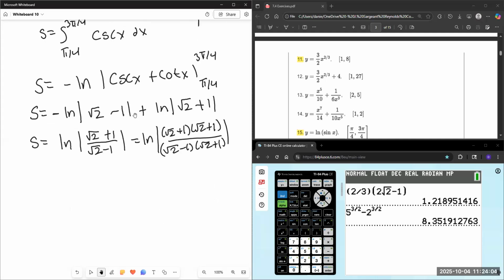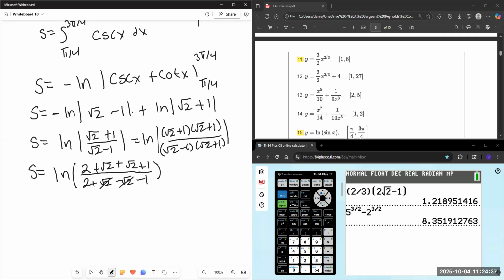All of this is, if you want to say bonus content, you could have just plugged this into the calculator to get your estimate, but I'm trying to get the most simplified exact answer for you. So root 2 times root 2 is 2. And then you have plus root 2 and plus another root 2 and plus 1 in the numerator. And then we have 2 plus root 2 minus root 2 minus 1 in the denominator.